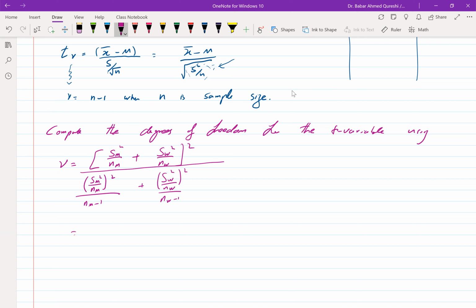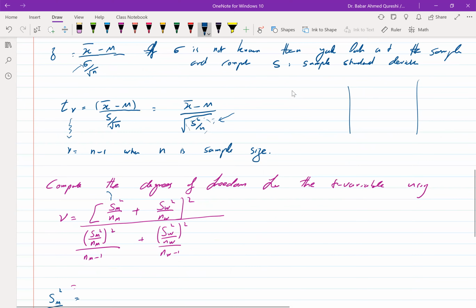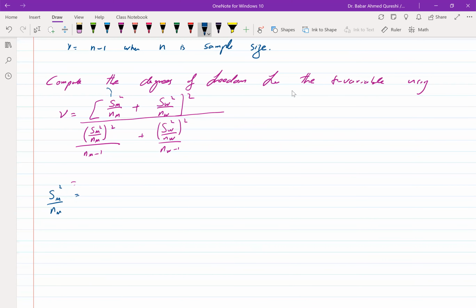Now, let me do it for this problem. I'll need this number upstairs and downstairs, and I'll also need it in here, so it's handy if I just compute it. This turns out to be 2.424, while this turns out to be 1.378.